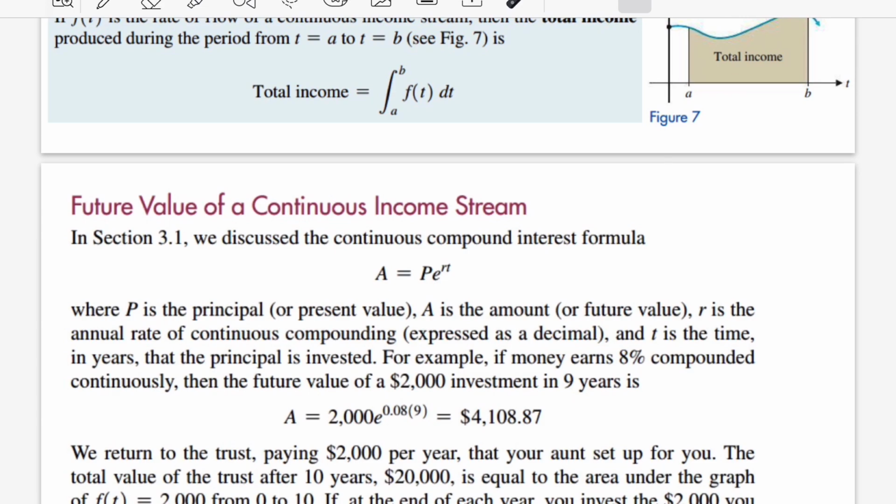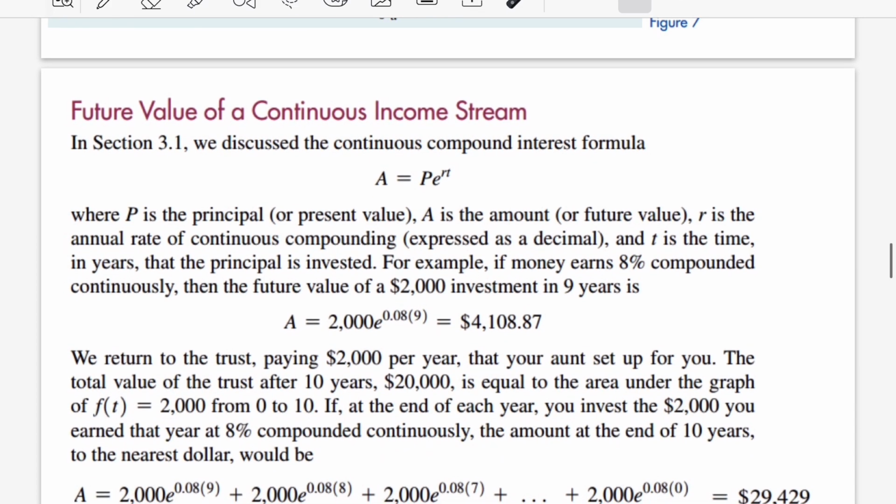Now, returning to the last example we looked at, where there is a trust paying $2,000 per year, we saw that the total value of the trust after 10 years is going to be $20,000, and that's going to be equal to the area under the graph of f of t here from 0 to 10, since we're looking at 10 years. Now, if at the end of each year you invest $2,000 you earned that year at 8% compounded continuously, the amount at the end of 10 years to the nearest dollar would be given by this here. So this is our compounding interest formula here for years 9, 8, 7, all the way to 0 here.